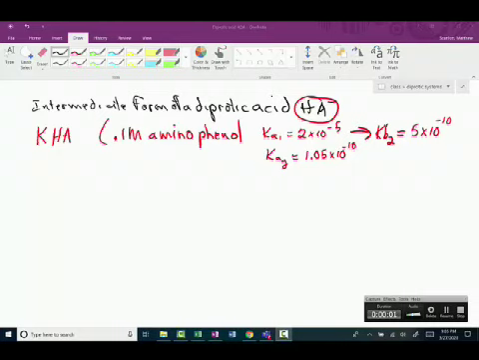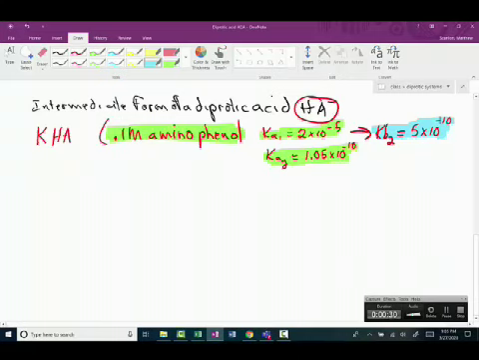All right, this is the intermediate form of a diprotic acid. We're going to solve for all species. So I picked a system of aminophenol, 0.1 molar, and I looked up the Kas. Ka1 is 2 times 10 to the minus 5th. Ka2 is 1.05 times 10 to the minus 10th. And I went over here and did a Kb2 calculation because I know I'm going to need it. It's 5 times 10 to the minus 10th.